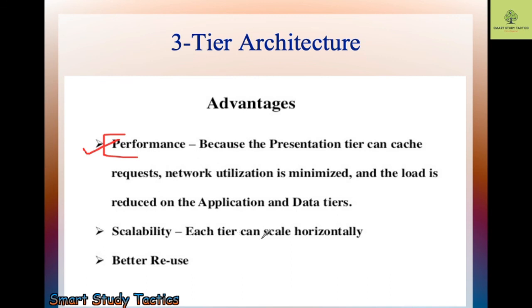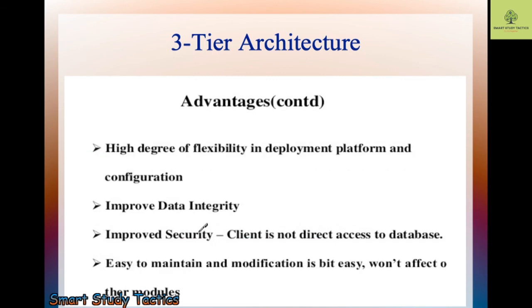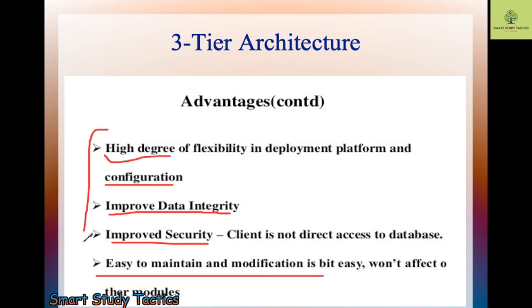Scalability. Each tier can scale horizontally. Yeah, you can see in the figure all the things are scaled in the horizontal way. Better reuse means all the things we can reuse easily. Now advantages: high degree of flexibility in deployment, platform and configuration. Improved data integrity, improved security, easy to maintain and modify. These things are clear to you. These are the simple words I use. I try to mostly use simple words, so these things are clear.